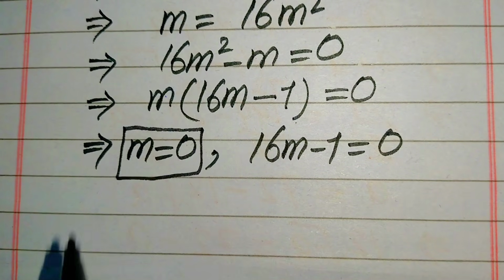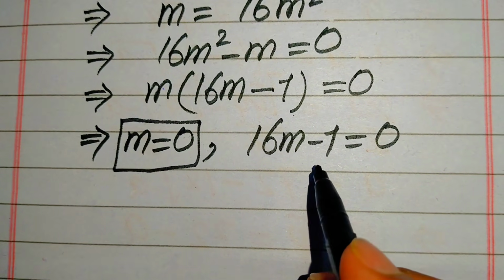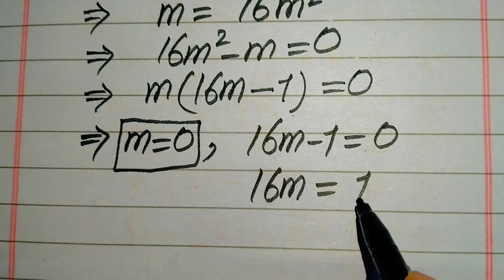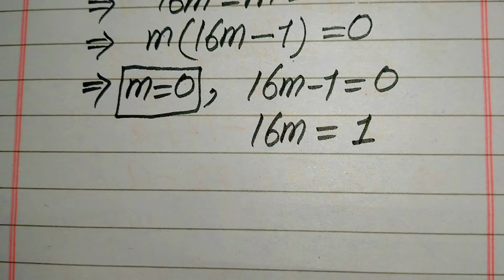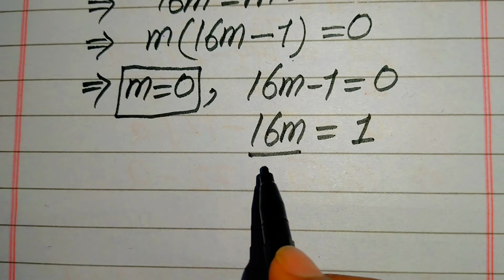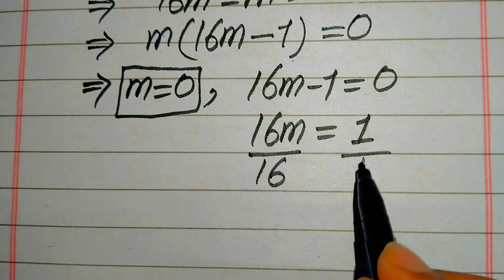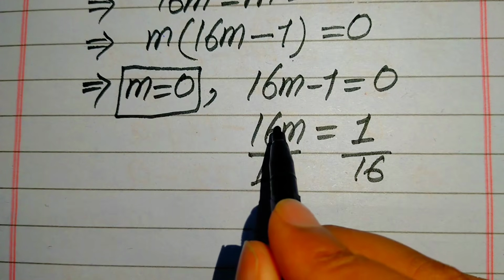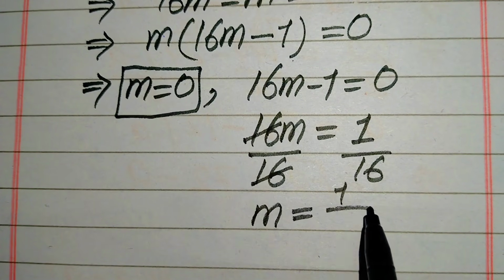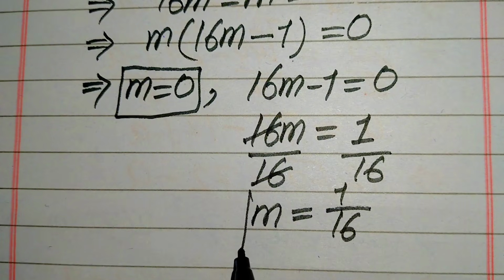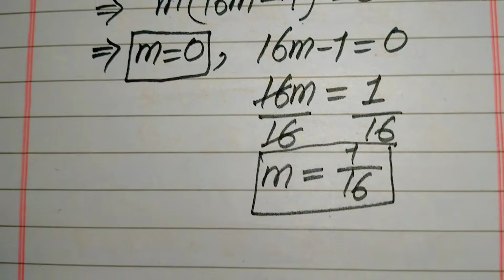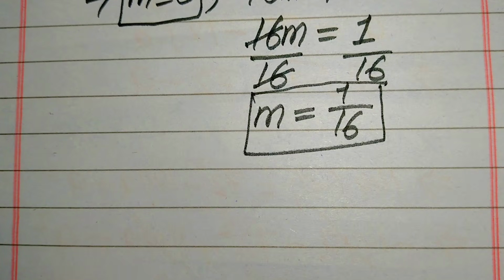This is the first root of the given equation. From here we move minus 1 to the right-hand side, and we get 16m equals plus 1. Further, for the value of m, we divide both sides by 16. The 16s cancel, and we get m equals 1 divided by 16. This is the second root of the given equation, which we get here from the first method.